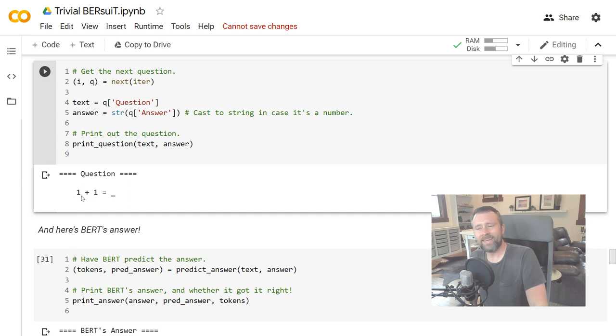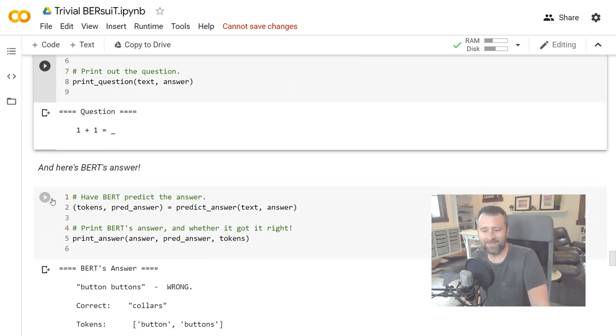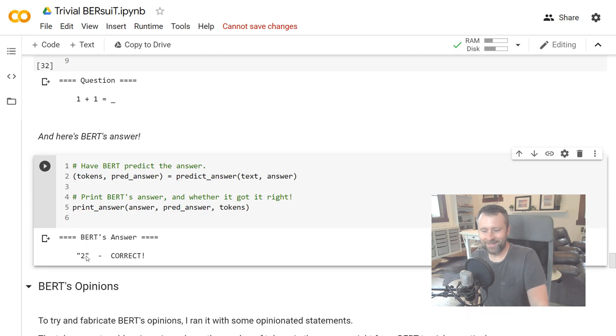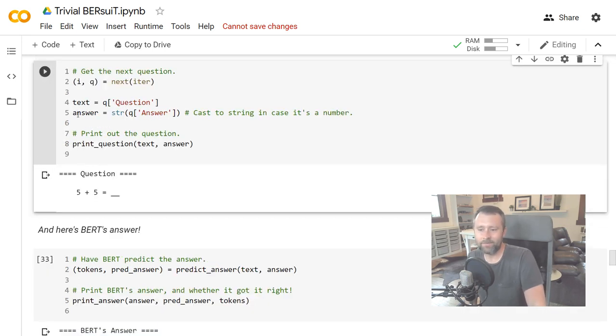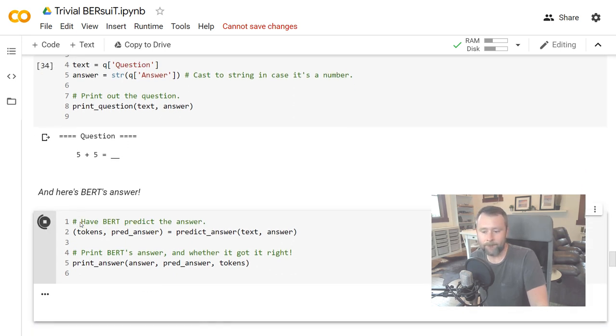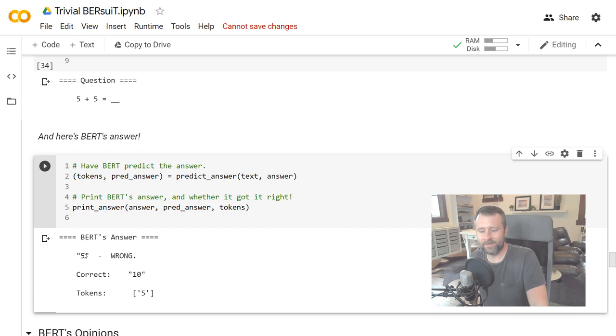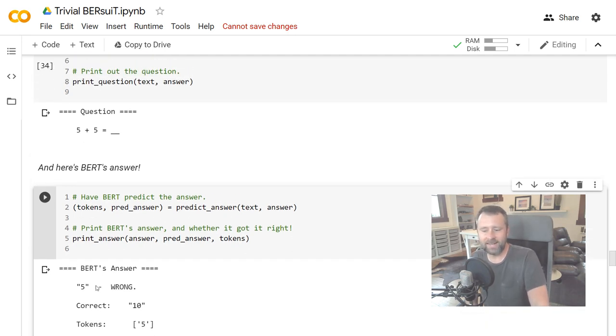BERT clearly has some knowledge of history. What about basic arithmetic? Does it know how to do math purely by looking at the characters? Yes, it knows that 1 plus 1 equals 2. That's maybe the most fundamental math operation. Let's try a harder one here. 5 plus 5. Is it 10? 5. Wrong. So BERT doesn't know arithmetic really, but it kind of understands that this is an equation and a number probably goes here. Good guess, but not quite.